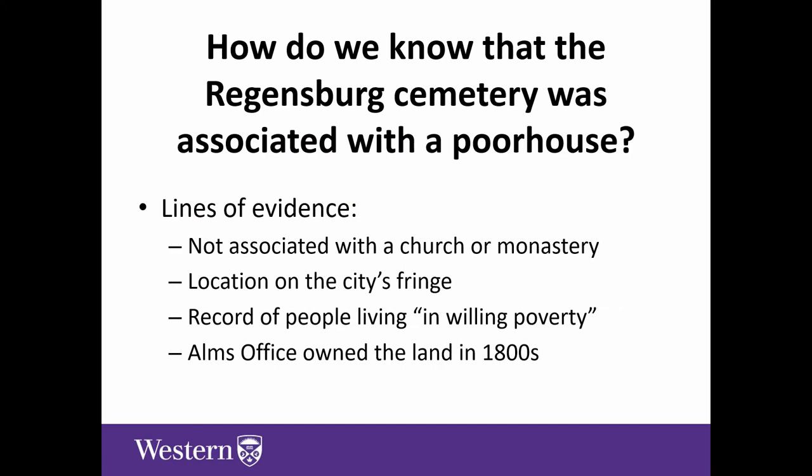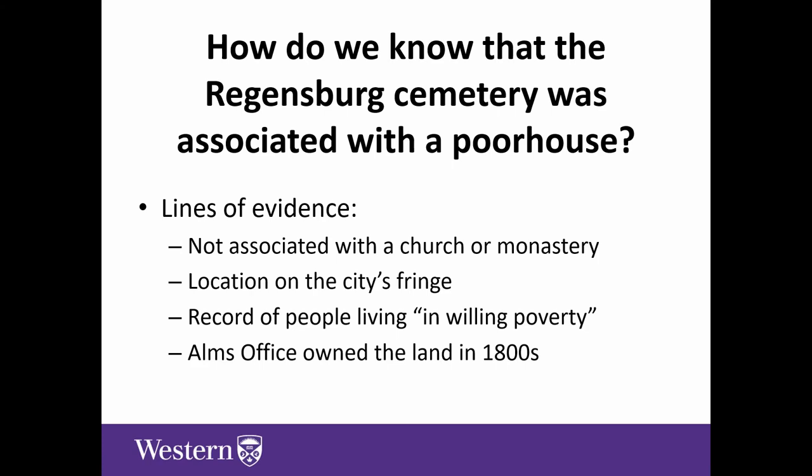So how do we know this cemetery was a poor house? Well, there are several lines of evidence we're pulling on to make that conclusion. One is that there is no physical evidence of a church or a monastery in the immediate area. You would expect a community cemetery to have a chapel or a church or some kind of structure nearby. That doesn't exist. It was also located on what would have been the city's fringe.